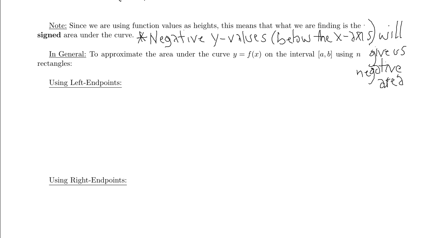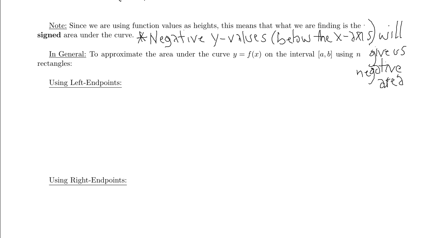Eventually, in I think the next section, we're going to talk about something called total area. And so when we're talking about total area, we actually don't want it to be negative, and so we will learn ways to deal with that. But for now, it is okay for us to get negative area.